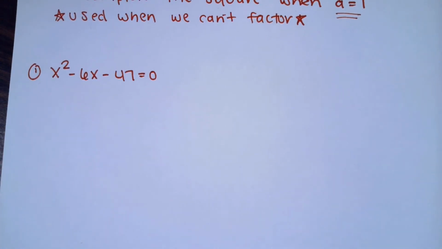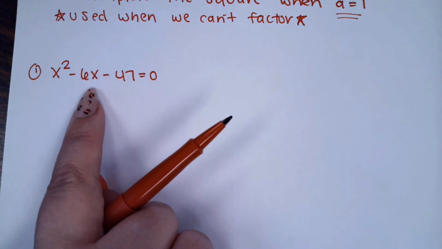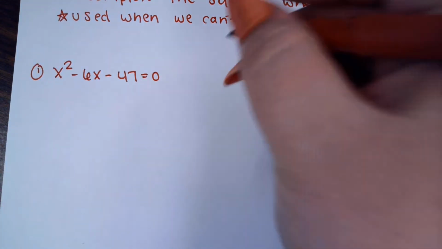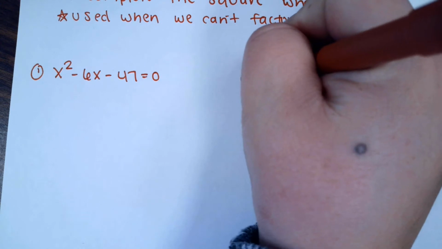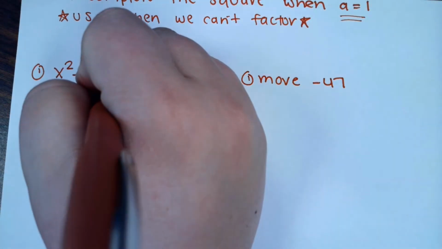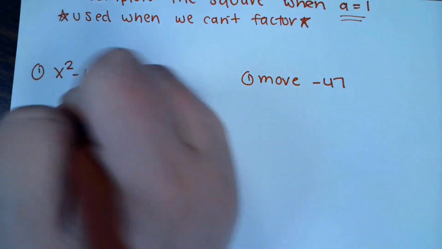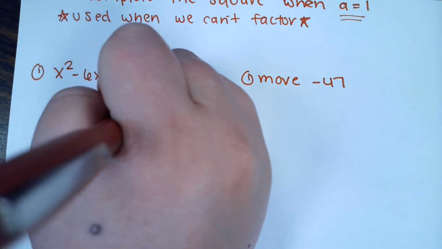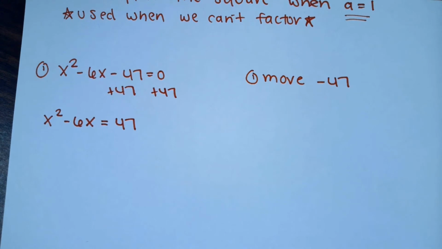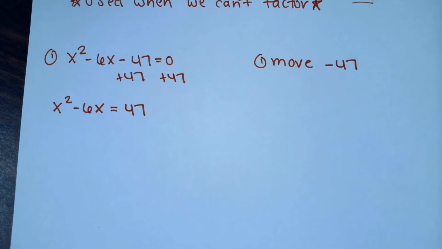X squared minus 6x minus 47 equals 0. We can't find any numbers that multiply to 47 and add to 6. So our first step, we're going to move the negative 47 to the other side. So by doing that, we're going to add 47 to both sides, right? So we'll be left with x squared minus 6x equals 47. And this is where the completing the square comes in.